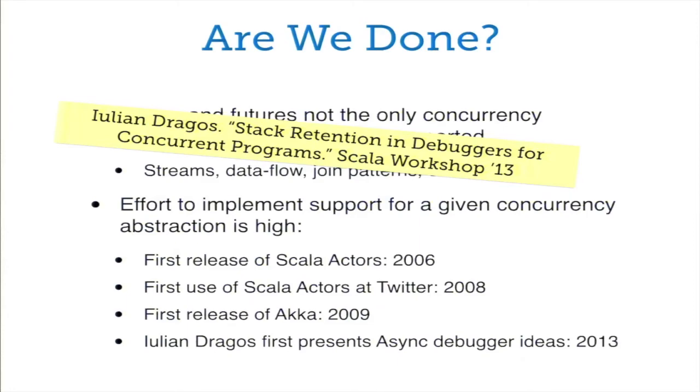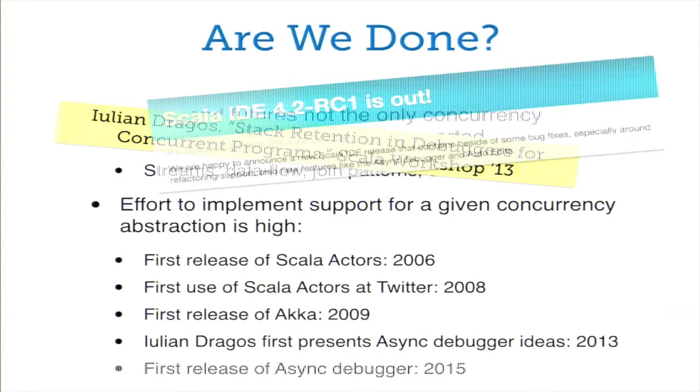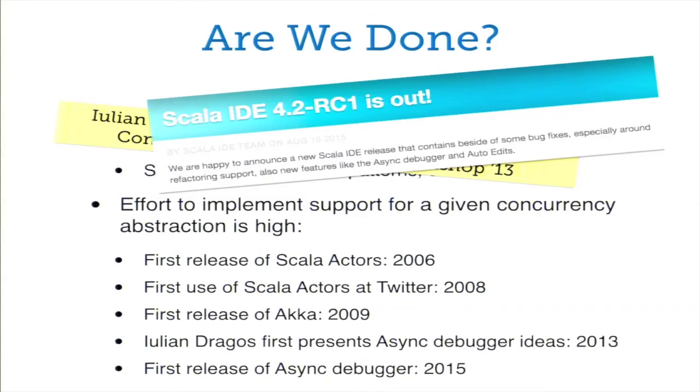In 2008 they were used on a larger scale than the Akka framework, which is essentially the successor actor framework, which has many more features, also in terms of distribution. It was released in 2009, right? And then around 2013 we have Julian Dragos, and actually when these things were released in executable form was 2015.